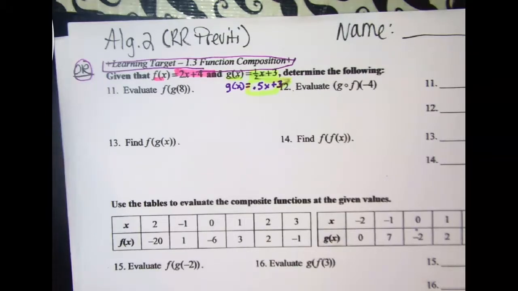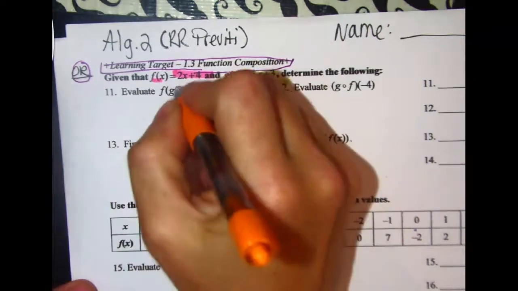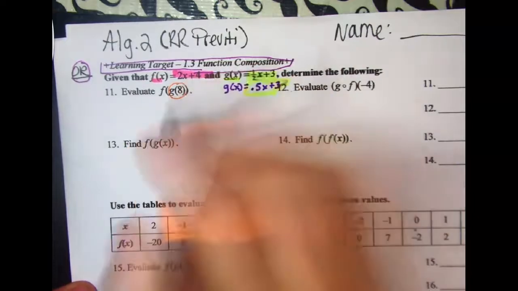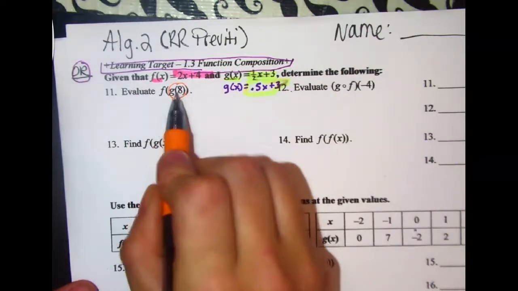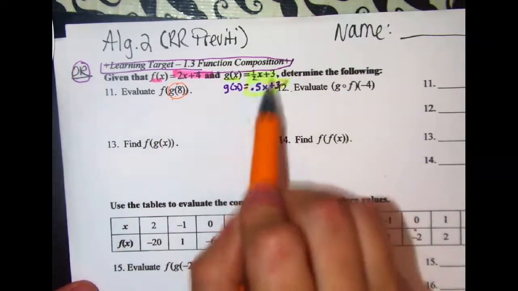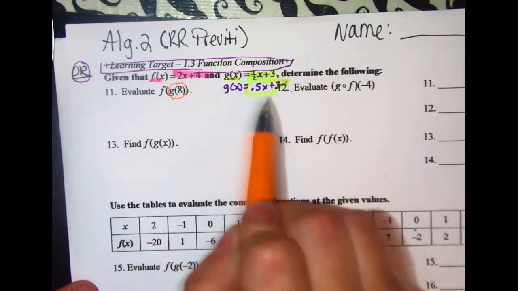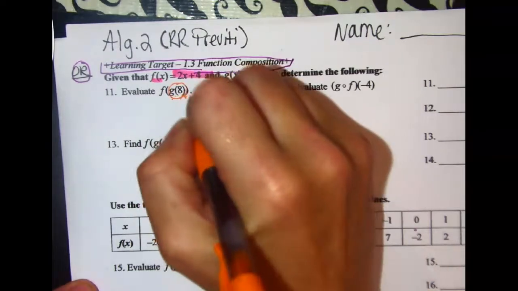So let's look at 11. 11 and 12 are going to be those ones where they give us the x value, and we have to plug in the x. So here is the first one. Our inner function is the g, so we're going to use the g. That's this function over here, whatever one you choose. And you're going to plug this in as your x value.